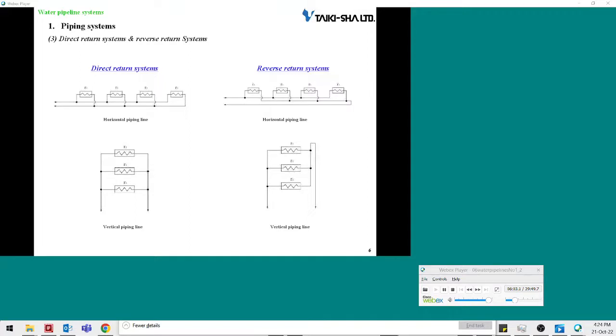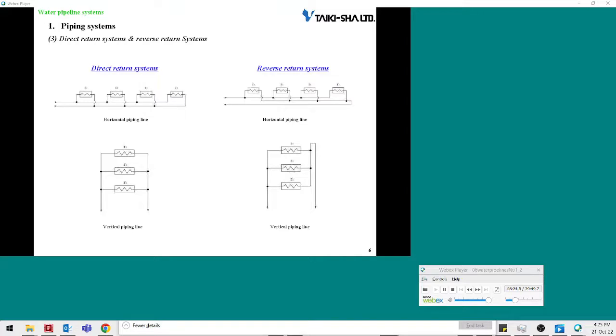Different from the direct return system, the reverse return system is used when a lot of the same equipment is arranged. The purpose of this system is to improve the balance of the flow rates of water passing by different apparatuses by applying piping resistance to those apparatuses.